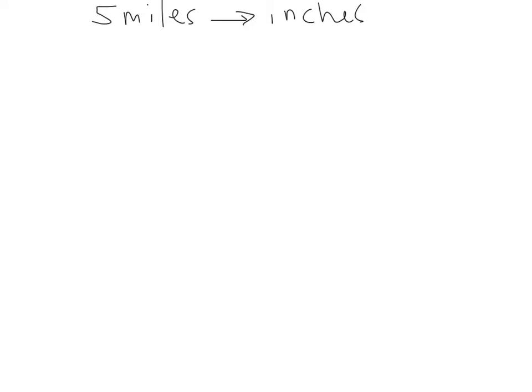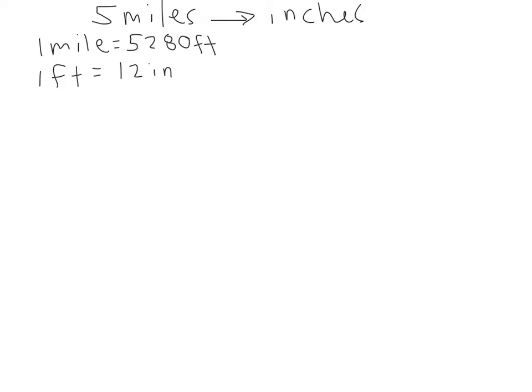Okay, again, start by writing down your equalities. Now I don't know how many inches are in a mile or vice versa, so I can't do this in one step. I'm going to have to do it in a couple steps. The first thing I know is that in 1 mile there are 5,280 feet. And then I also know how many inches are in a foot. I know that 1 foot is equal to 12 inches. So now I've got a way to go from miles to feet and then feet to inches, which is what we want.